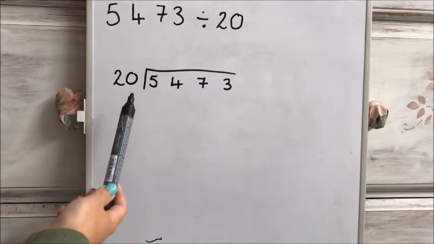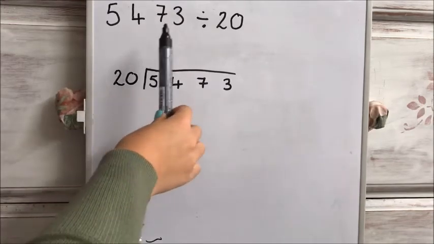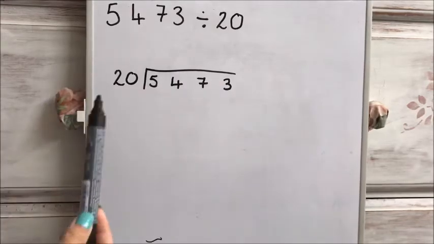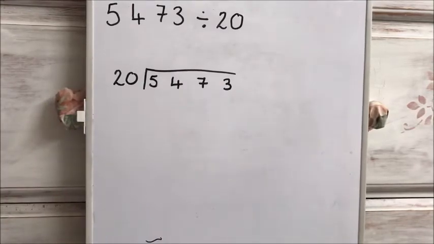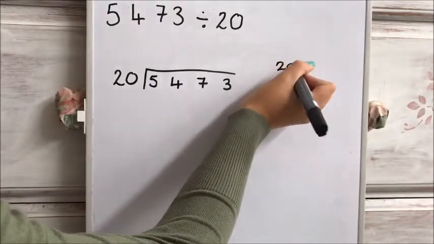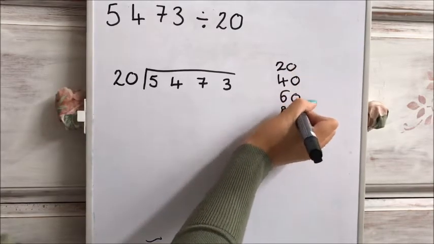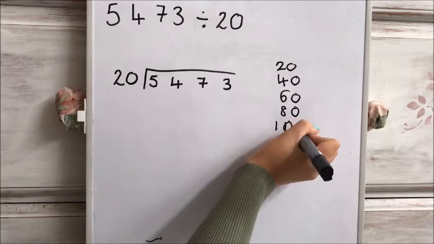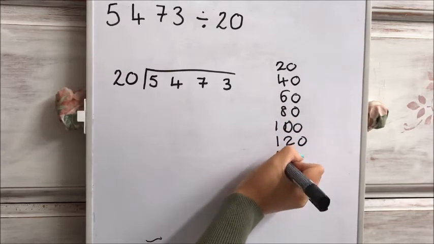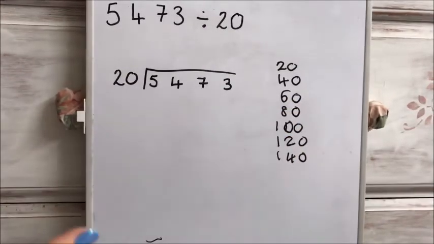I don't know my 20 times table, so it won't be as simple to work out how many go into each one. But what we can do, before we start this, is write out our 20 times table at the side. So we know we have 20, 40, 60, 80, 100, 120, 140, and so on. I'll stop there for now because we shouldn't need to go any higher than that for this. Now we can start trying to solve this.